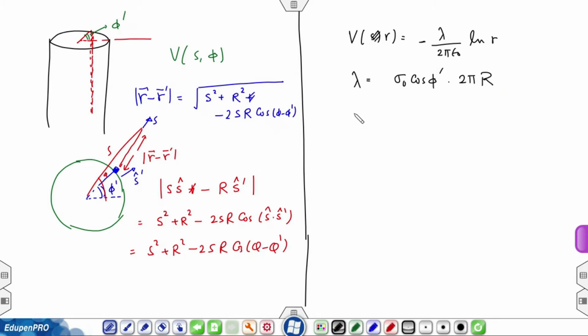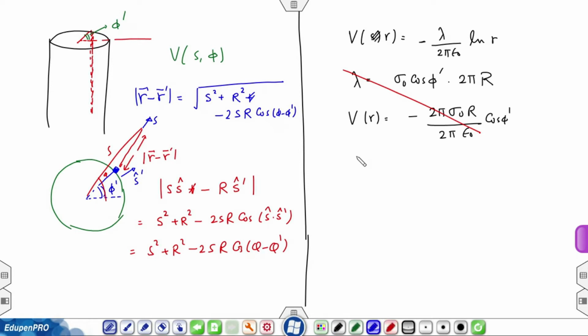So, you have this potential due to this strip as minus 2 pi sigma naught R over 2 pi epsilon 0 cosine of phi prime... sorry, this is not correct. I am going to correct. I am actually calculating the linear charge only on this strip.